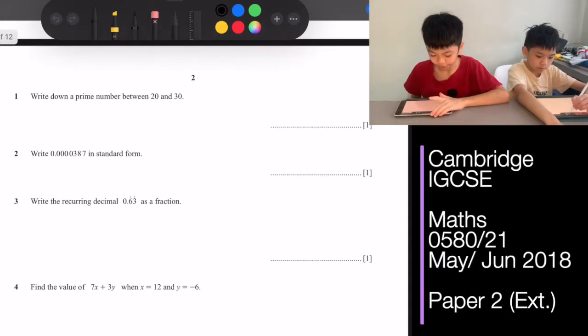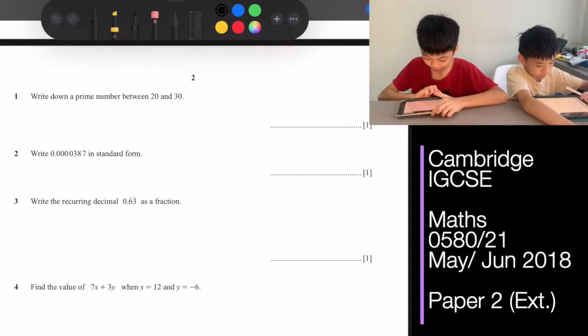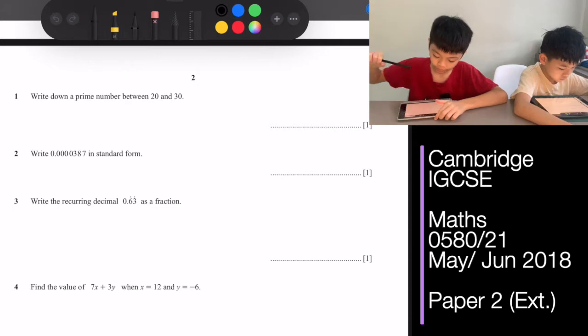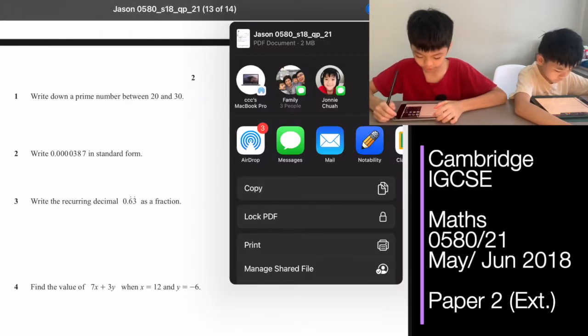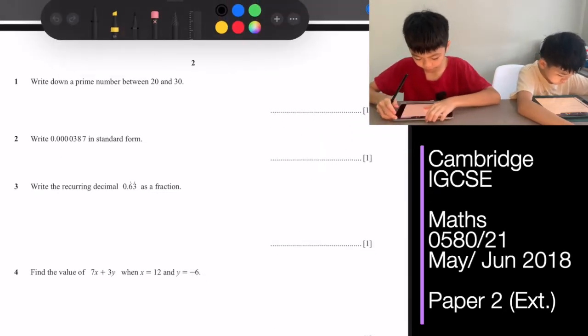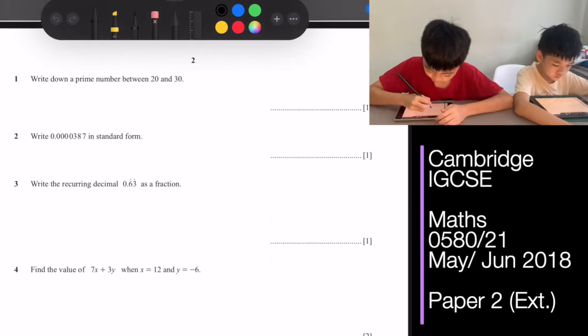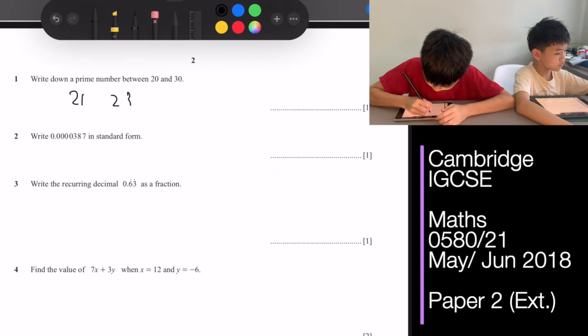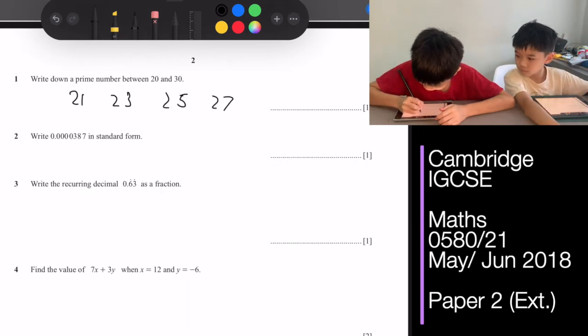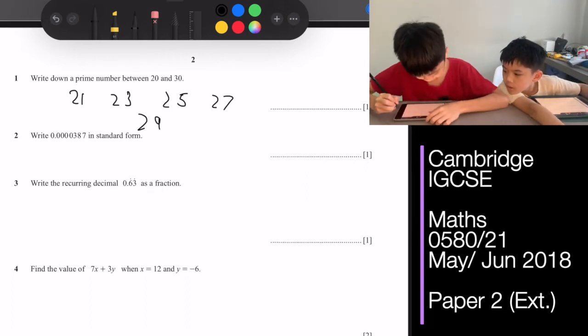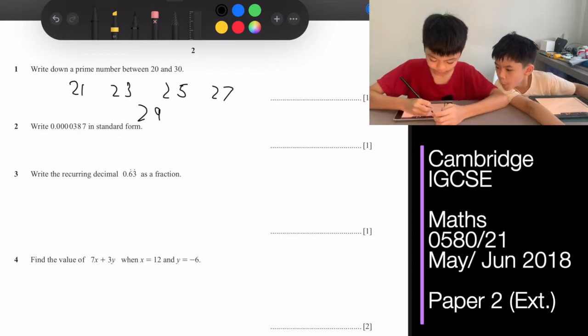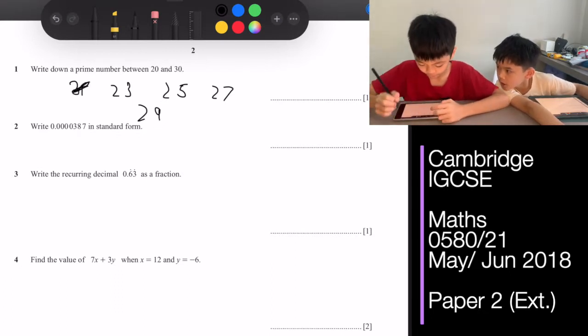So for the first question, write down a prime number between 20 and 30. So prime numbers, there's only one even prime number, which is 2. So the rest is all odd numbers. So there's 21, 23, 25, 27, then 29. 21 is divisible by 3.